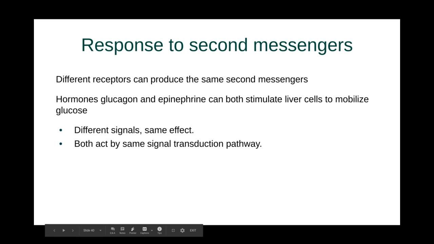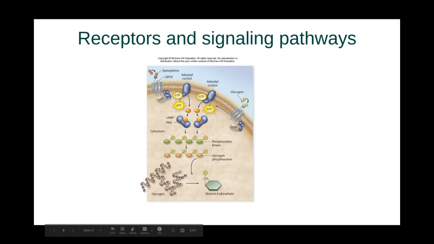Now, different receptors, I should say, can produce the same secondary messengers. For instance, the hormones glucagon and epinephrine can both stimulate liver cells to mobilize glucose. They're different signals, but the same effect, and they both actually act by the same transduction pathway. We can look at this. Epinephrine binds GTP, right? Dephosphorylation. We can see glucagon, same process, right? Slightly different enzymes here.